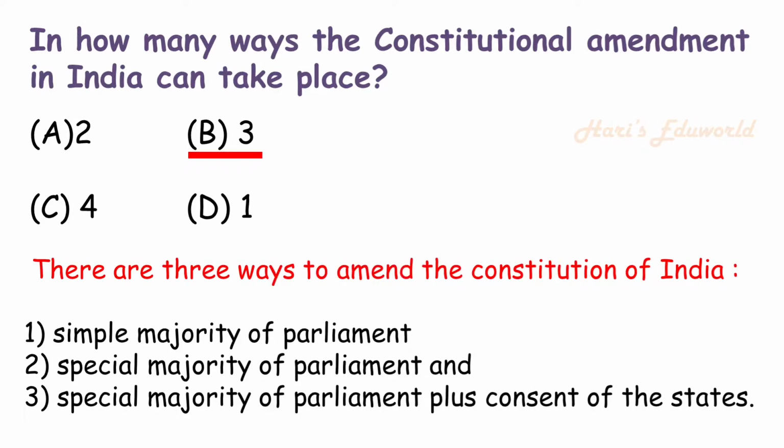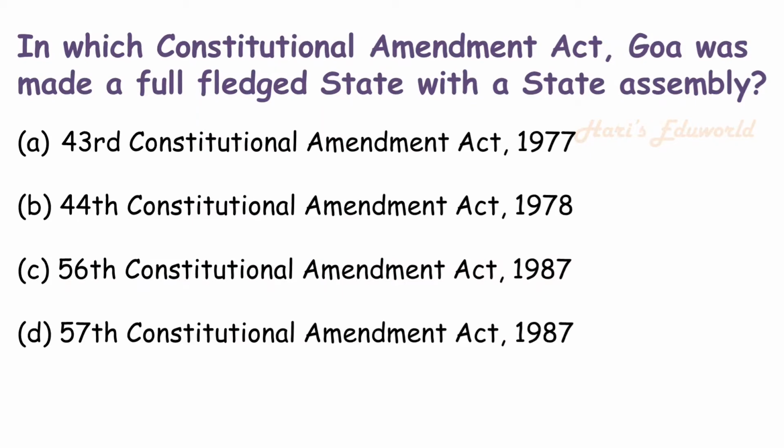And there are 3 ways to amend the Constitution of India. And the first one is a simple majority of parliament. Second, the special majority of parliament. And the third one, the special majority of the parliament plus the consent of the states. Now we go to the next question.